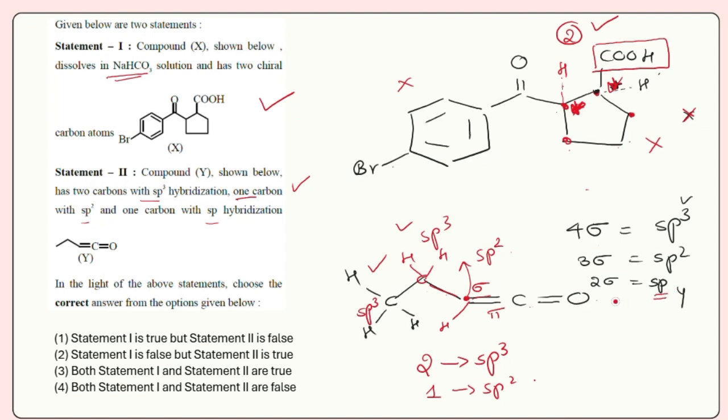So this is one way of doing it. The other way is, there is 1 pi here, 1 pi, 1 sigma, like this. So how many sigma bonds are there? 2 sigma bonds. So 2 sigma bonds means sp hybridized. So this carbon is sp hybridized. So there is one carbon which is sp hybridized. Do we have that in the statement? So there is one carbon which is sp. So this is also true statement. Therefore, both the statements are true. And where do we have it? We have it in option 3. Both statement 1 and 2 are true.